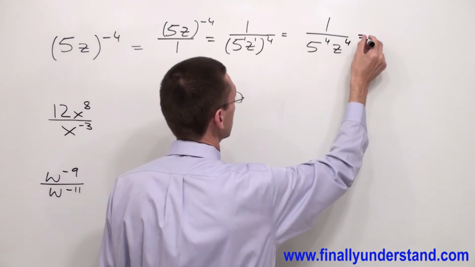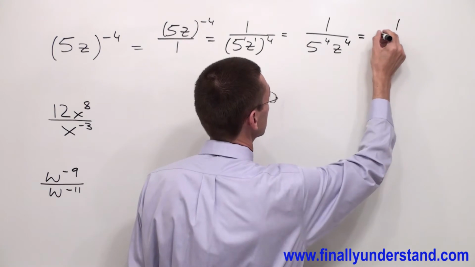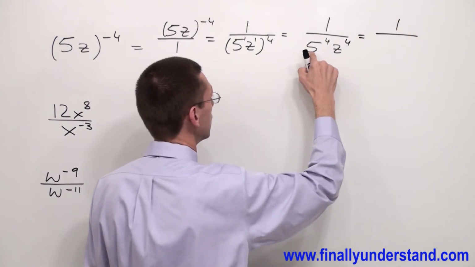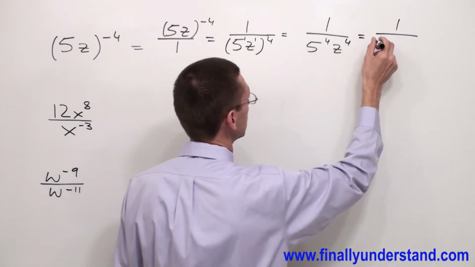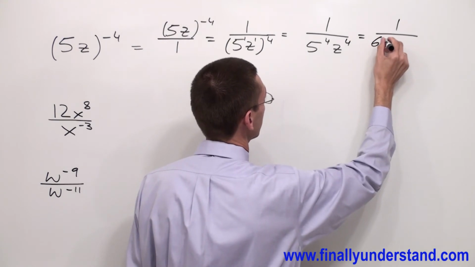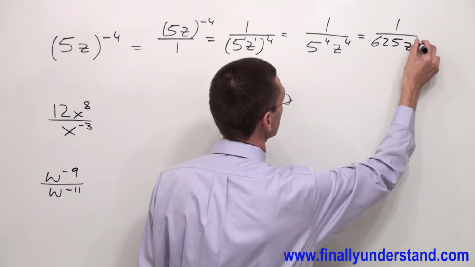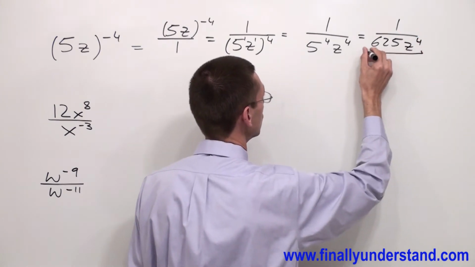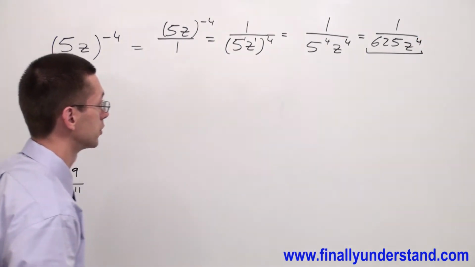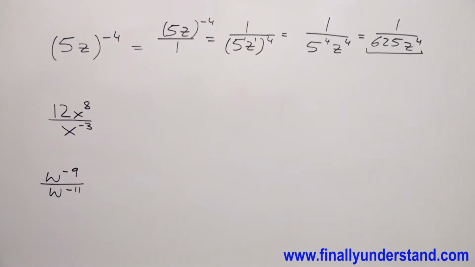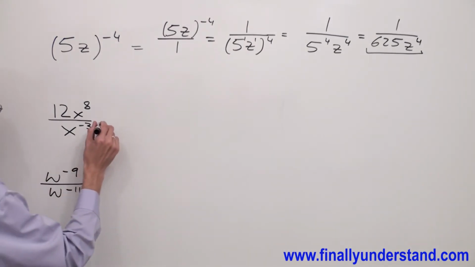Okay, now we can go further a little bit. Just keep in mind that 5 to the 4th power is 625, and this is going to be z to the 4th. This is the solution to first problem. Let's take a look at another example.